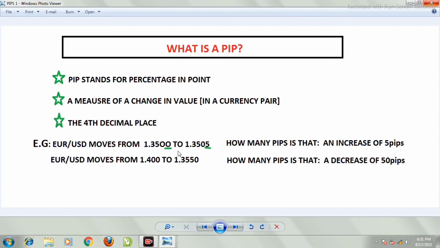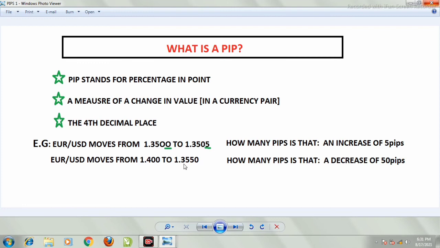Now how do you calculate this pip? The pip is the fourth decimal place, which means the fourth number after the decimal point. This is the decimal point, 1, 2, 3, 4. This is where you start to calculate your pips. If an additional 1 pip is there, that is one more; if they add another pip, that is an additional 2. That is how you calculate your pips.